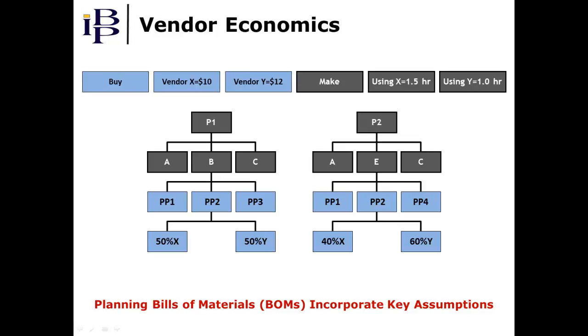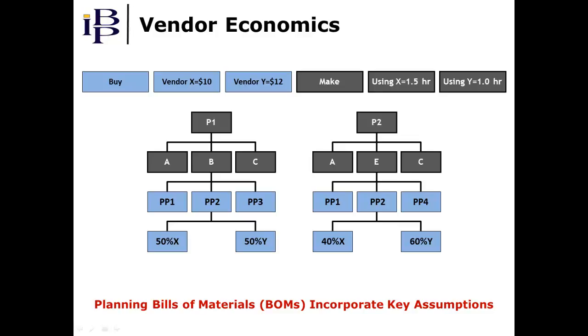Next, we introduce economic differences between the vendors. Purchase part 2 costs $10 from vendor X and $12 from vendor Y. This is denoted by the light blue boxes on the top left. There's also a difference in how the 2 parts are used in the production equipment.